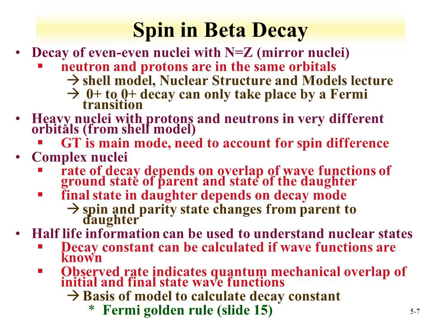So I can get half-life information from this. I can also use the half-life information to understand nuclear states. I can calculate the decay constant if the wave functions are known. An initial observed rate indicates the quantum mechanical overlap of the initial and final states of the wave functions. We'll get into this in more detail when we discuss Fermi's golden rule, where Fermi came up with an equation to describe the decay constant based upon these initial and final wave functions and their overlaps.